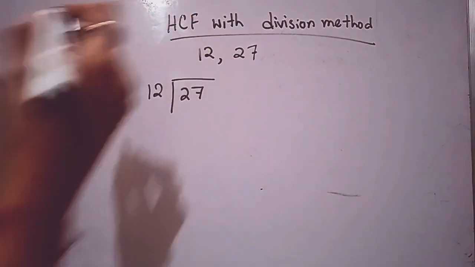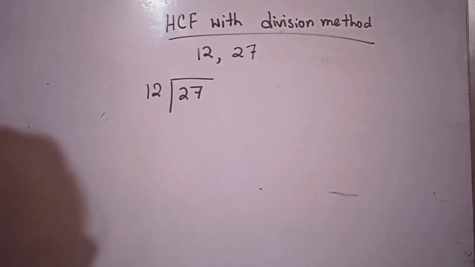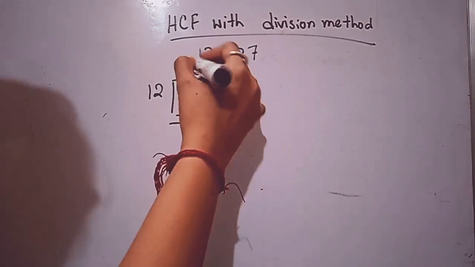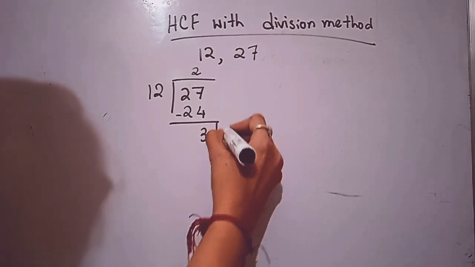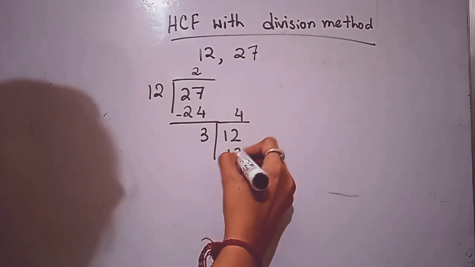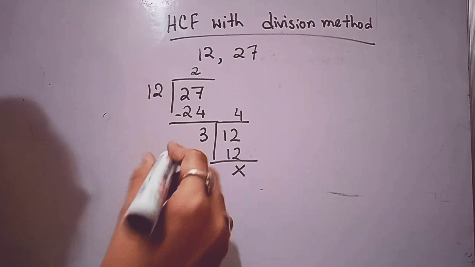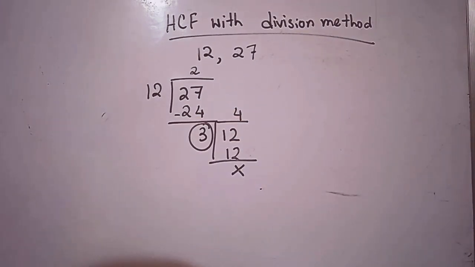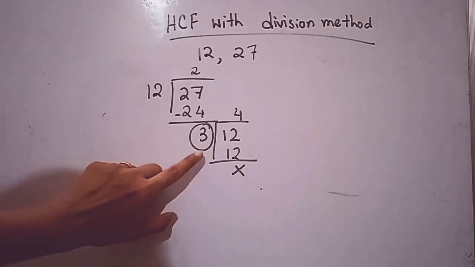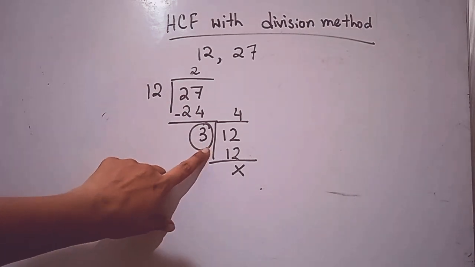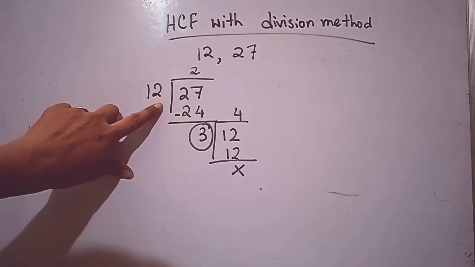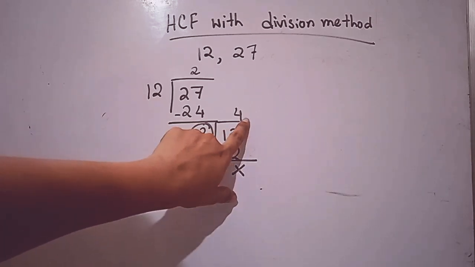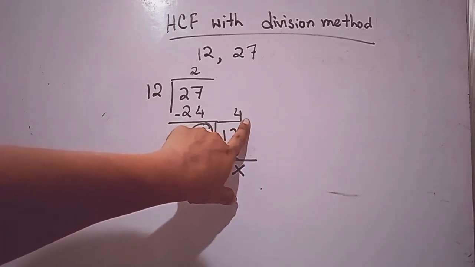Okay, so we know 12 ones are 12, 12 twos are 24. So we will use 12 twos are 24 here. Now subtracting, we get 3. In this process, the number I am using for division is the divisor, and this 3 is the remainder. Now I will divide the divisor 12 by this remainder. I find 4 as the quotient.